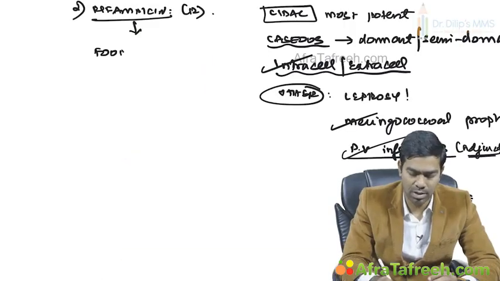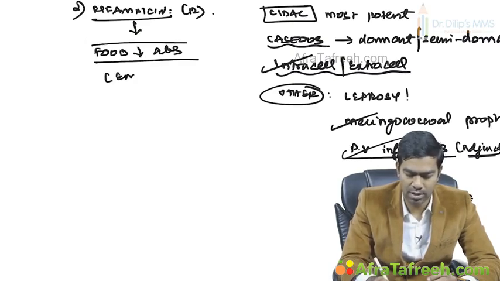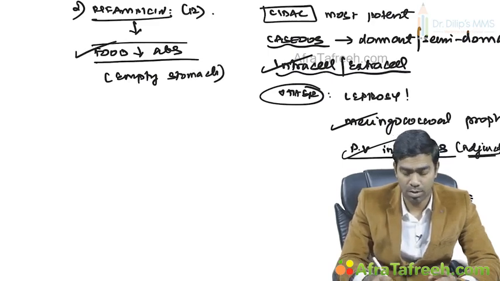That's a well-known fact. Why? Because rifampicin's absorption is decreased by food. So food reduces the absorption of rifampicin. So that is the reason why it has to be taken on an empty stomach. And the next important property of rifampicin is its enzyme inducing potential.